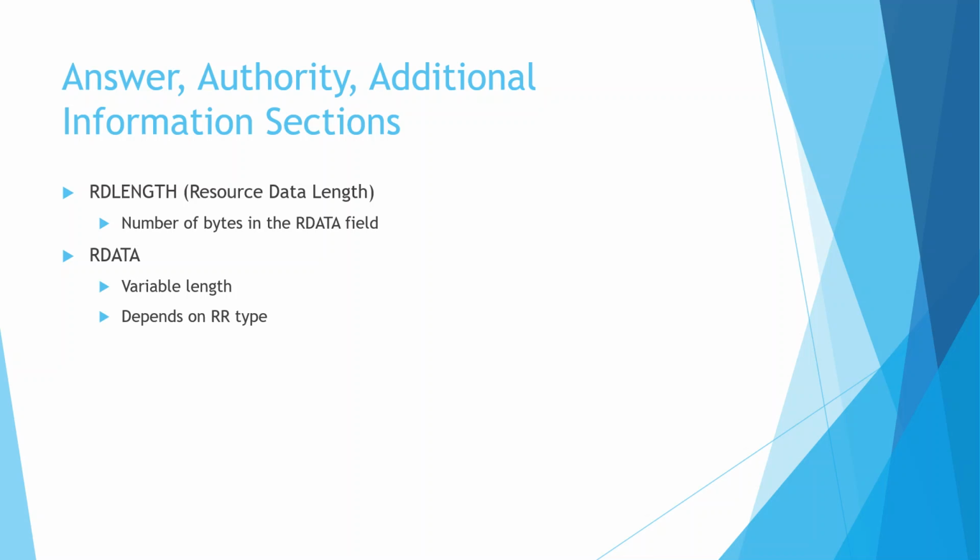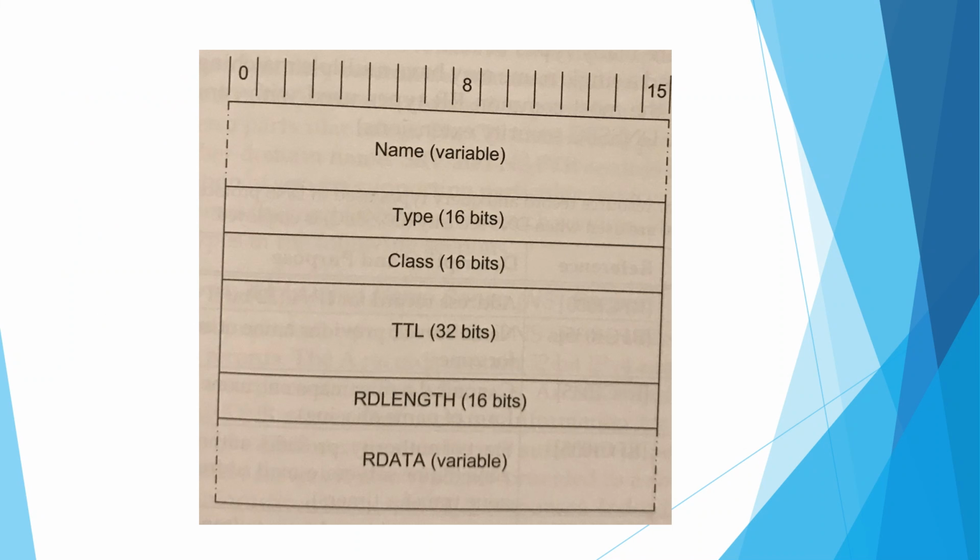And then we have R data, and that's going to be variable length, dependent on our resource record type. That's going to be the data in our resource record. So this is what that field looks like. We have that name, again, variable. And then we have type and class, 16 bits each. And then TTL, which is going to be 32 bits. RD length, which is going to be 16 bits, and then the data, again, is going to be variable.